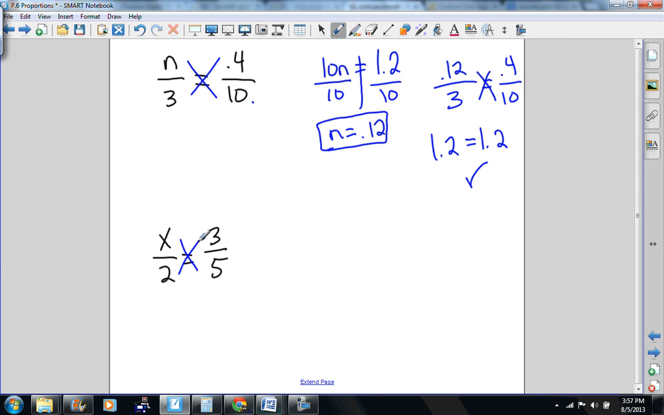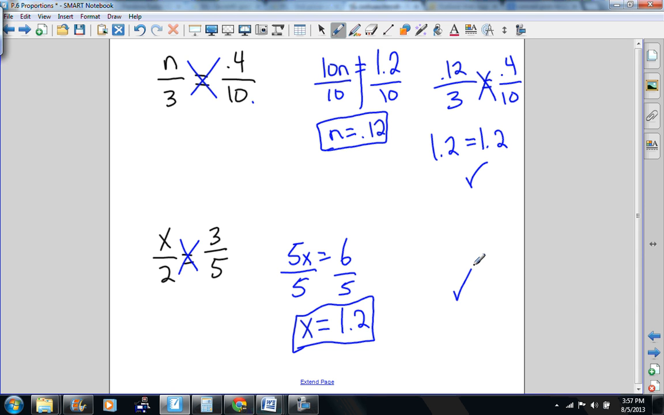Down here on the bottom, x times 5, well, that's 5x. 3 times 2, well, that's 6. We divide by 5 on both sides. So x is equal to 6 over 5, or 1 1/5, which is 1.2. And then we check our answer. For the sake of time, we're not going to do it because you've seen it a few times already. Okay?